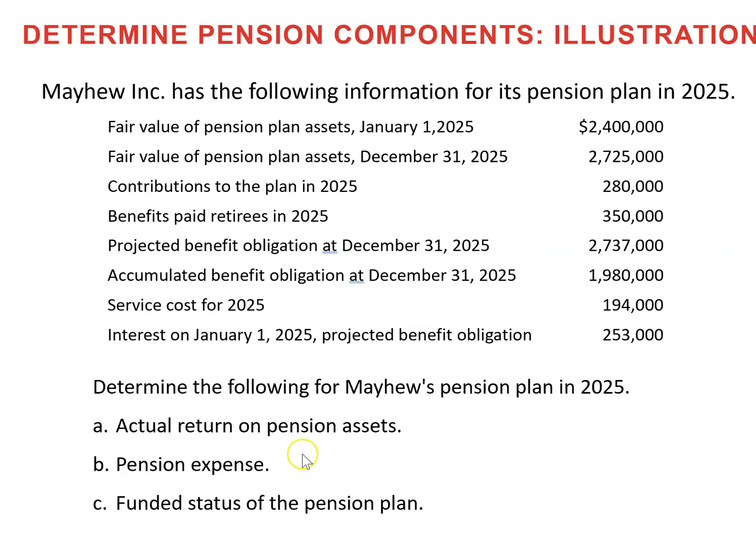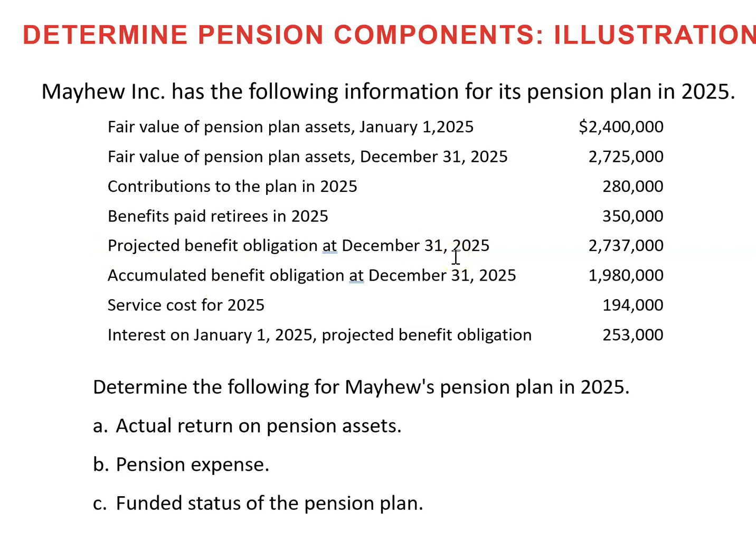Now, in addition to the actual return, we also need to calculate the total pension expense and funded status. If you remember from earlier slides, the pension expense has several components. Of course, return on plan assets is one of the components. You also have service cost, and you also have interest, so we will include those. And then we will see what the fund condition is.